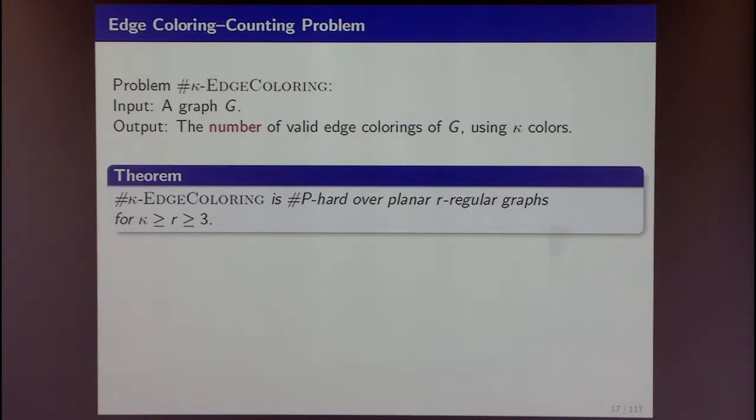So the theorem that we will be talking about is that for every parameter kappa, number of colors, and r, regularity of the graph, the problem is Sharpie complete. So this was the open problem from 1980.